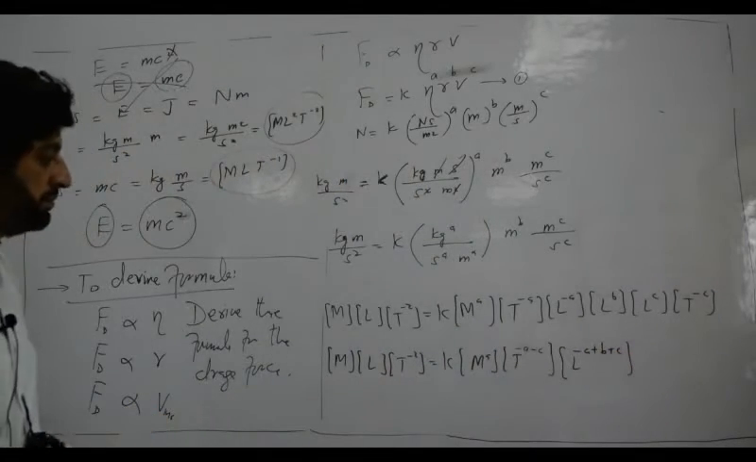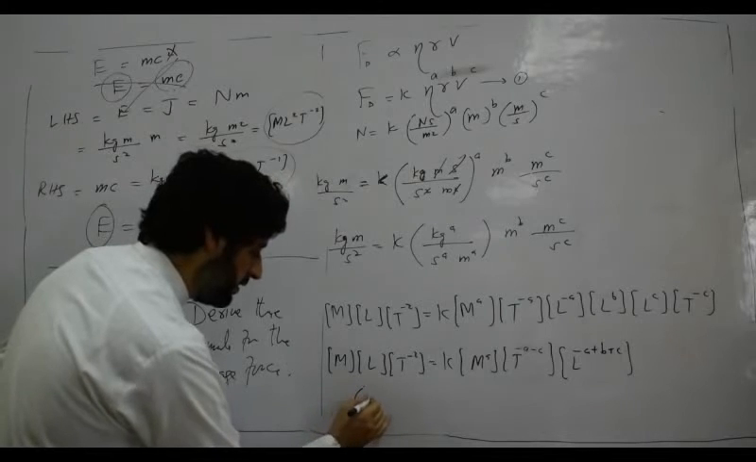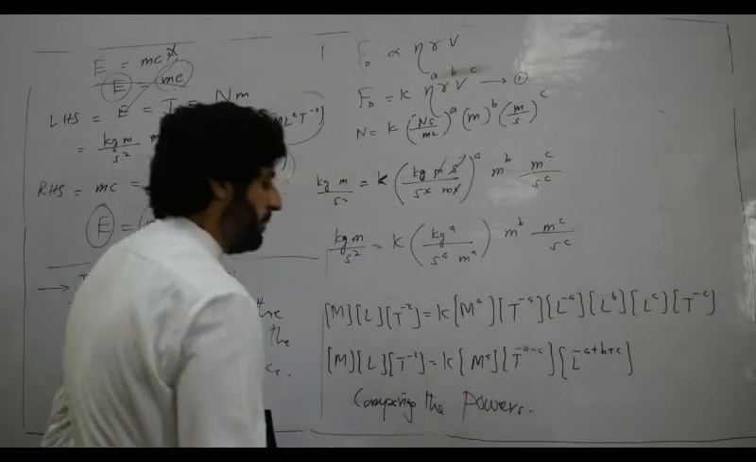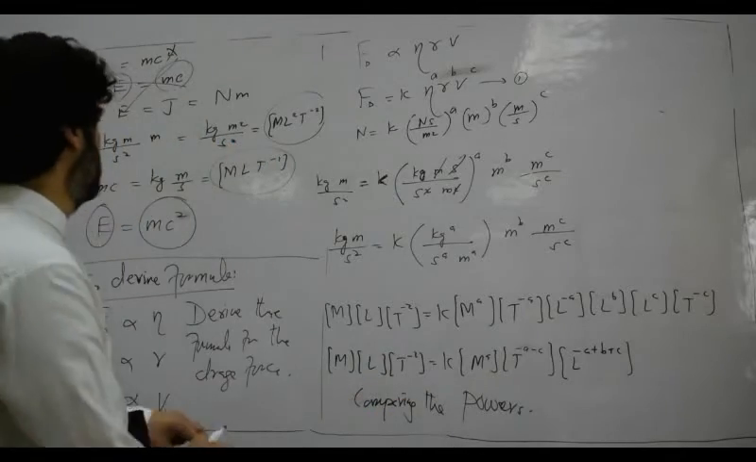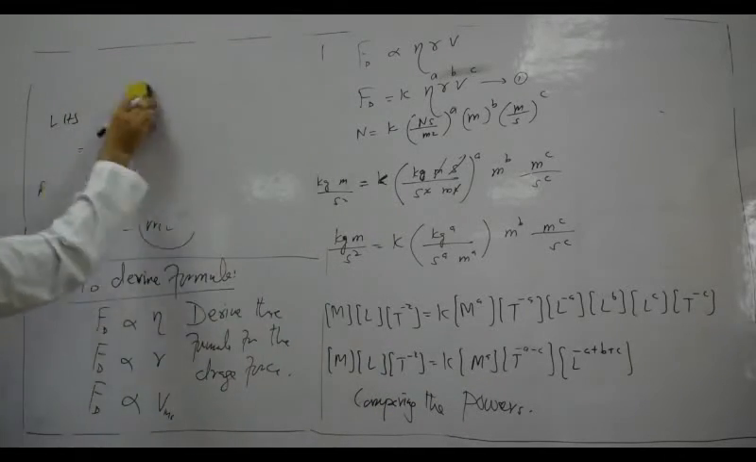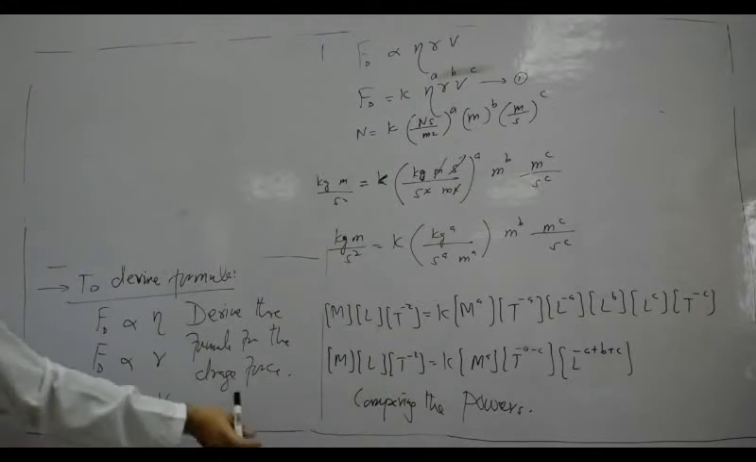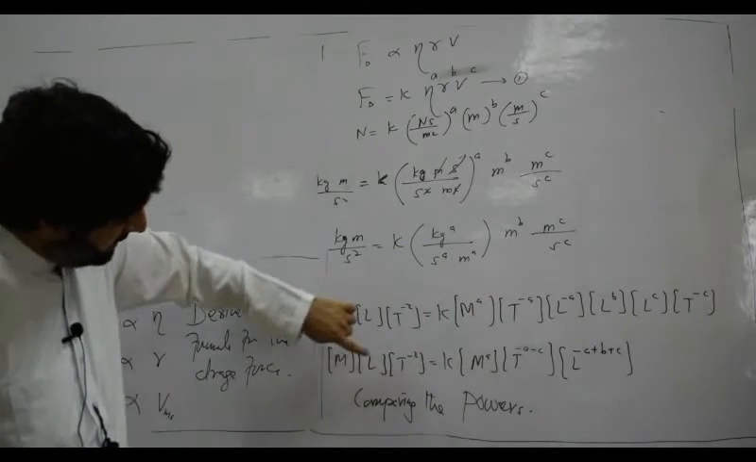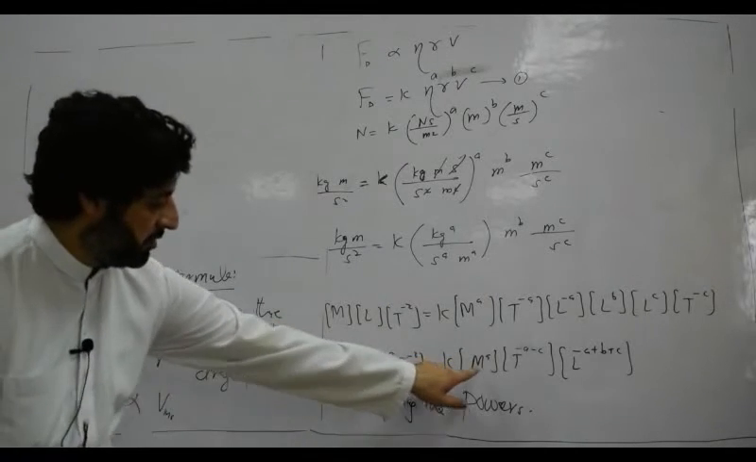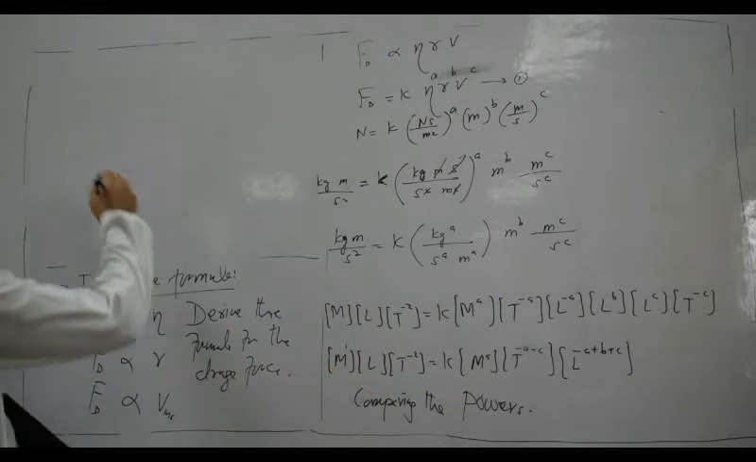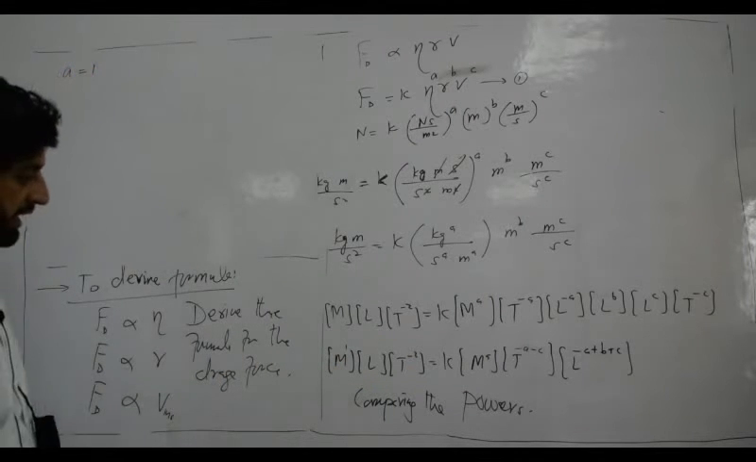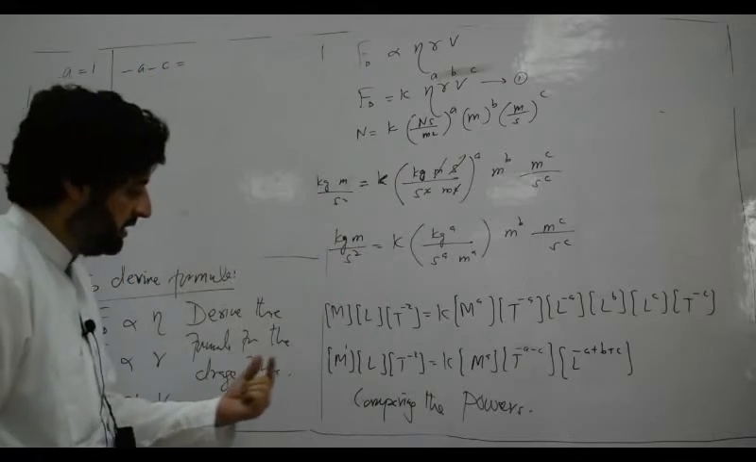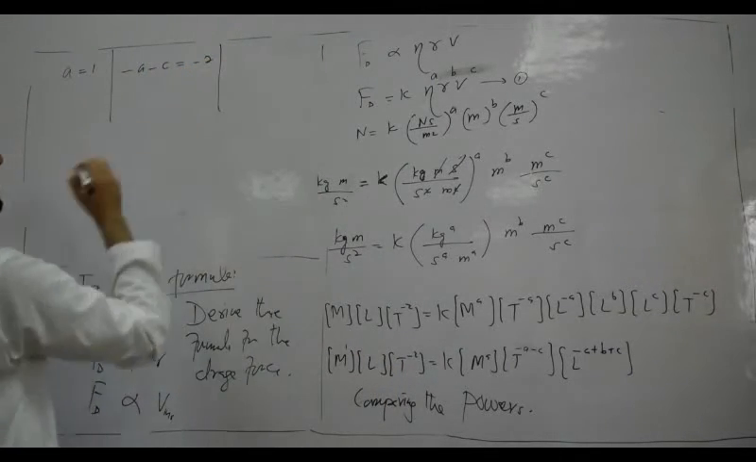Now we have to compare the powers. Here the power of M is A, and here the power of M is 1. So it means that A is equal to 1. And here the power of T is minus A minus C, and here the power of T is minus 2.